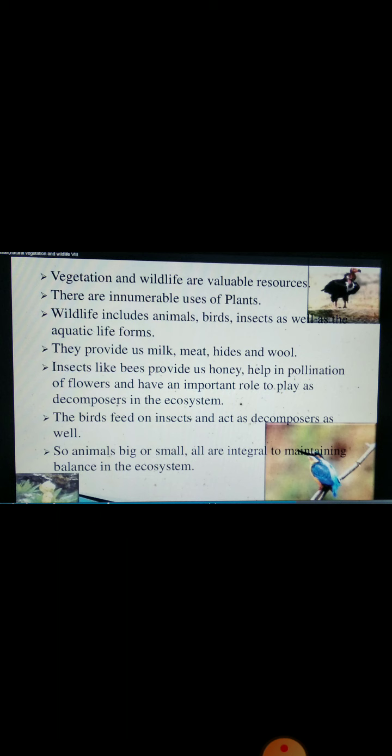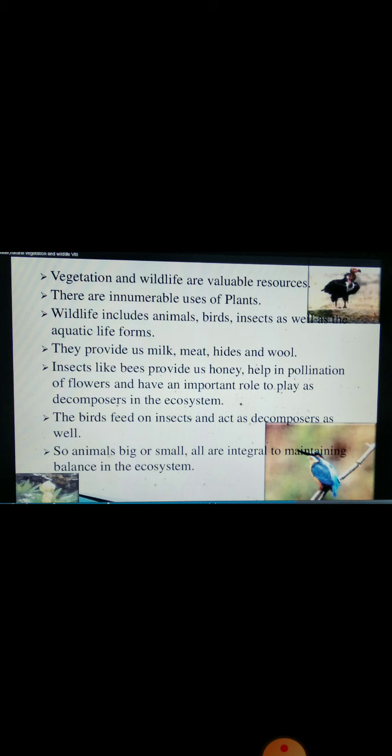There are a number of uses of plants. We know the uses of plants. The life-giving gas comes only from plants. Wildlife includes animals, birds, insects, as well as aquatic life forms also. They provide us milk, meat, hides, and wool. Insects like bees provide us honey, help in pollination of flowers, and have an important role to play as decomposers in the ecosystem.